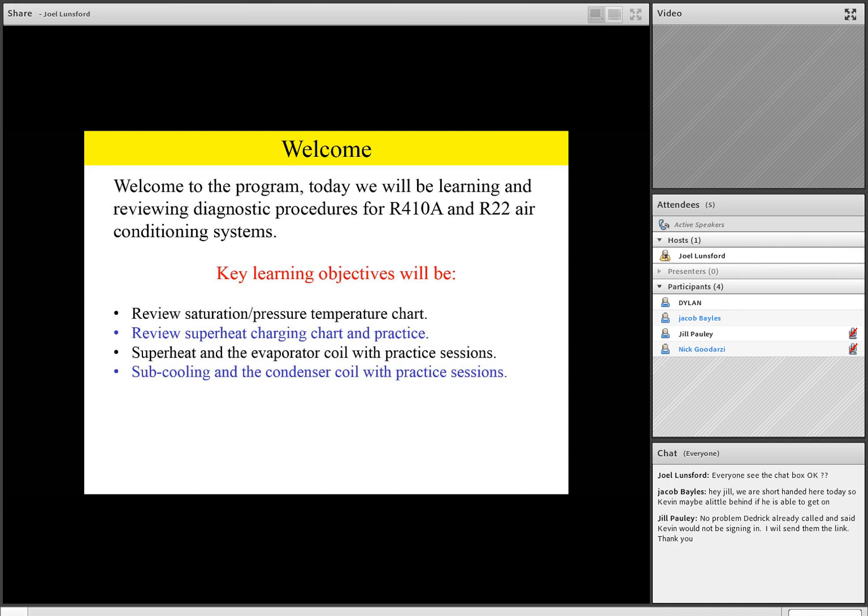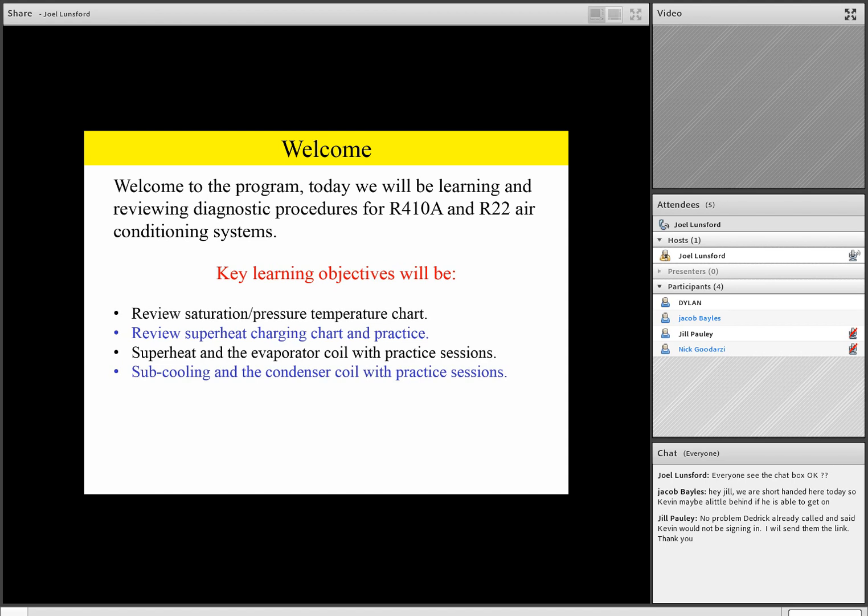Now, some of our key learning objectives today will be as follows. We're going to review the saturation pressure temperature chart that we talked about in Module 1 and 2. We'll review the superheat charging chart and do a little bit of practice just to remind everybody how to utilize that chart. We're going to dig into superheat and the evaporator coil, and we will have some practice sessions, as well as subcooling in the condenser coil with practice sessions.